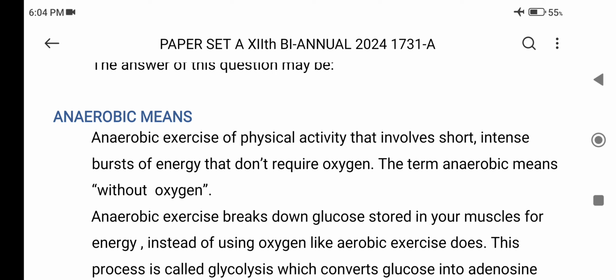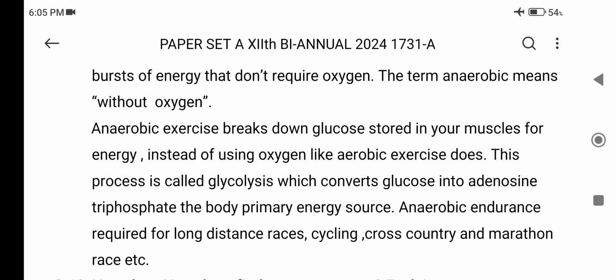Instead of using oxygen like aerobic exercise does. This process is called glycolysis, which converts glucose into adenosine triphosphate, the body's primary energy source. Anaerobic endurance is required for long distance racing, cycling, cross country, and marathon race events.